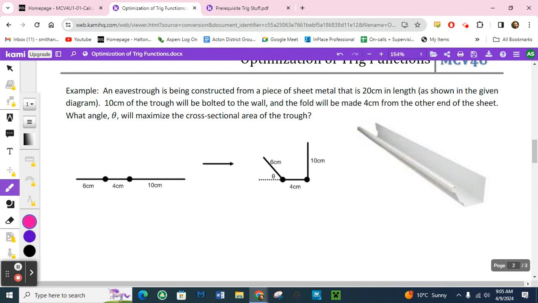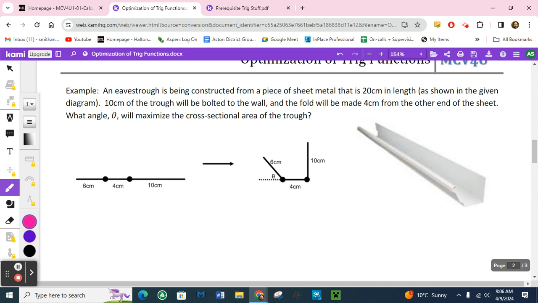And these eaves troughs are basically made of pieces of sheet metal. I know some of these have fancier designs, but in this simplified example, imagine just a rectangular piece of metal, and we're going to fold it in such a way that it kind of makes an eaves trough. So this 10 centimeter part is going to go against the wall, and that's fixed. It's 10 centimeters. And then we're going to make another fold 6 centimeters from the left-hand side.